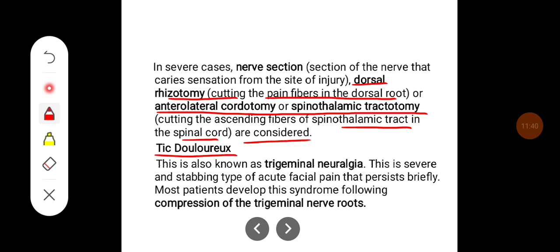Tic douloureux is also known as trigeminal neuralgia. It is a severe and stabbing type of acute facial pain that persists briefly. Most patients develop this syndrome following compression of the trigeminal nerve roots.